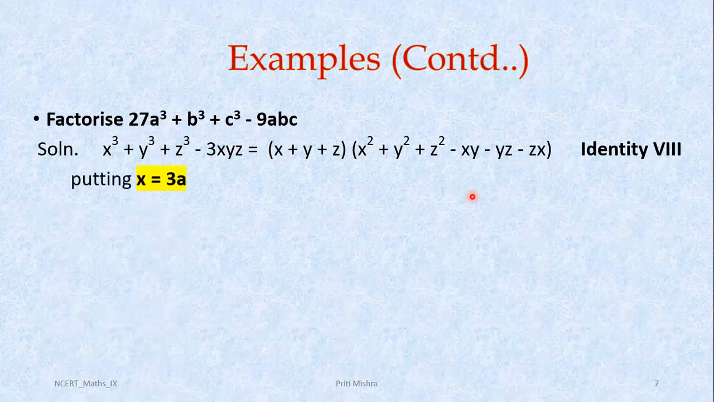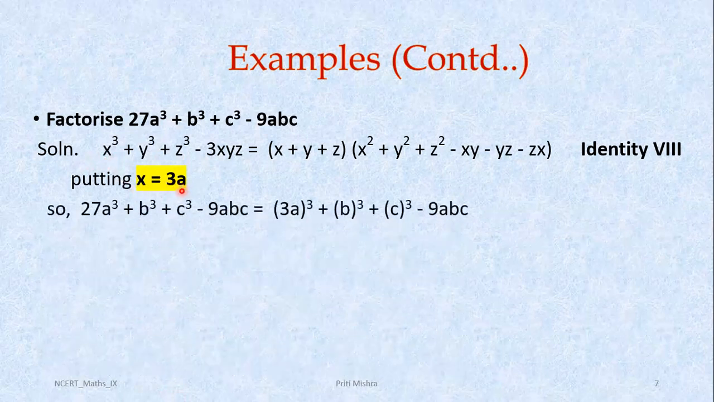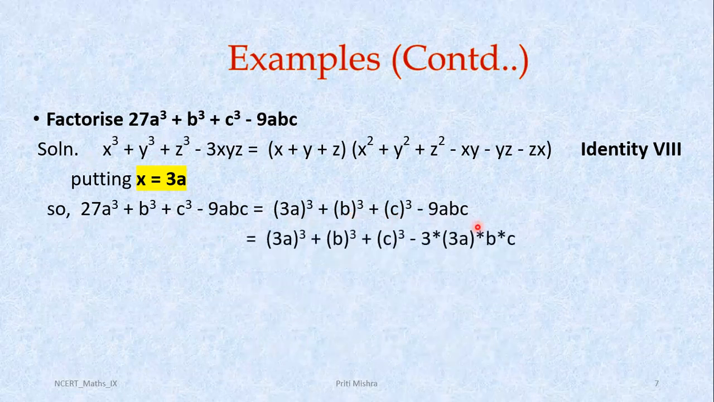So here the important part is 27 can be written as 3 cube and this term will become then (3a) whole cube. So means in the identity, we have to replace x by 3a, right? So just replace x by 3a. So the expression which we are having in the question will take the form like this: (3a) whole cube plus b cube plus c cube minus 9abc. 9abc can be written as the form of 3 into 3a into b into c.